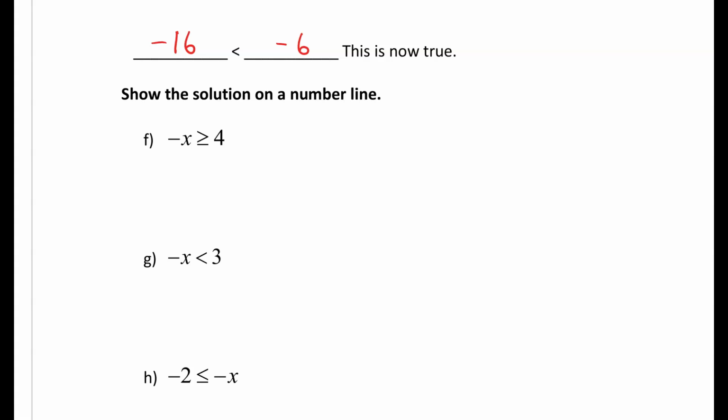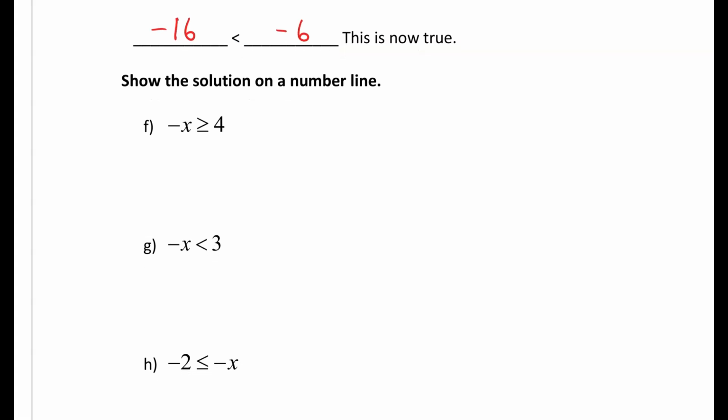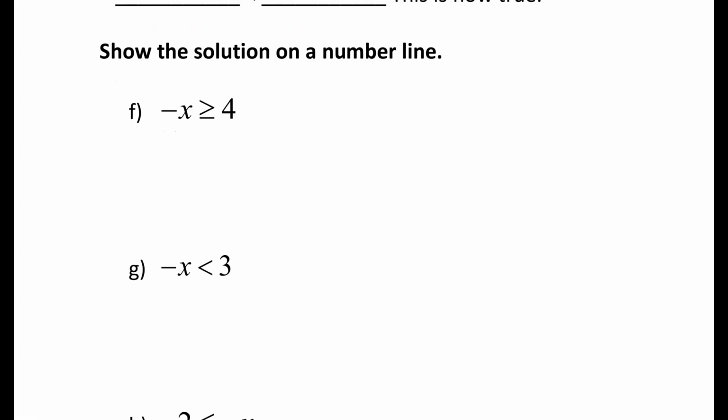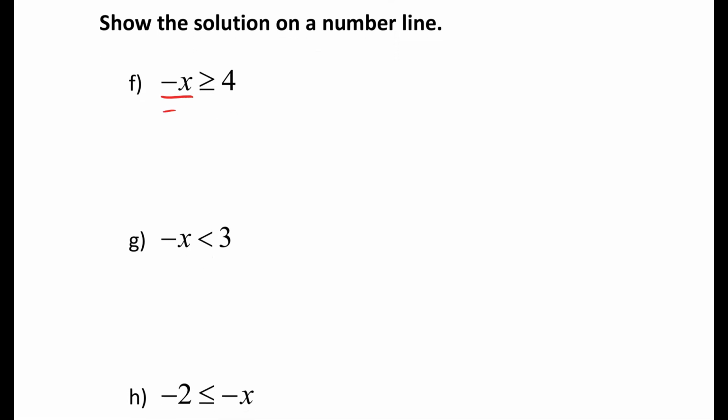Now, we have to work on the ones below, and it says to show the solution on a number line. Before I do the number line, I want to change something in this inequality. I have negative x is greater than or equal to 4. What I want to do, though, is have my variable always being positive. The way that I'm going to do that is I'm going to divide this by negative 1, and you have to do it to both sides. So divide both sides by negative 1, which will change that negative and get rid of it.